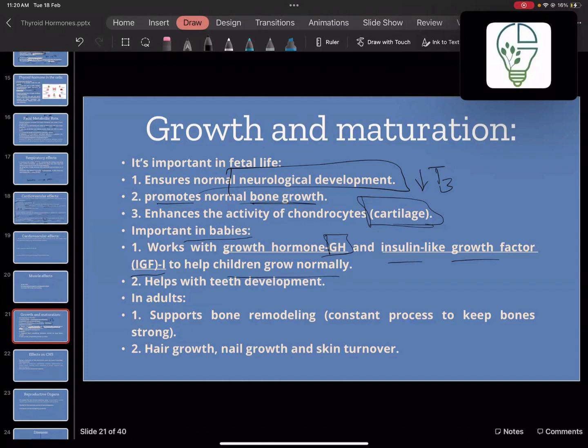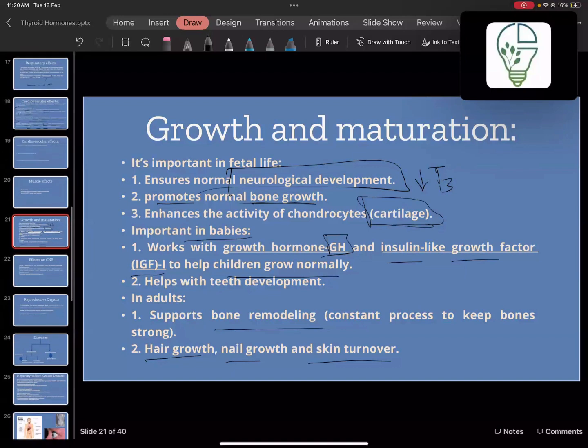Helps with teeth development. In adults, it's important because it helps with bone remodeling, which is a constant process. So bone is constantly breaking itself and remaking itself to make it stronger. So yep, it also helps with hair growth, nail growth, and skin turnover.